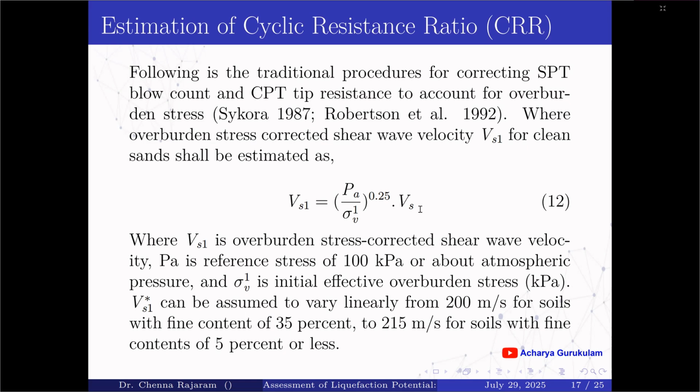VS1 is overburden stress corrected shear wave velocity. Pa is reference stress of 100 kPa, or about atmospheric pressure, and sigma V prime is initial effective overburden stress, which is represented in kilopascals. And VS1 star can be assumed to vary linearly from 200 meters per second for soils with fines content of 35% to 215 meters per second for soils with fines content of 5% or less.